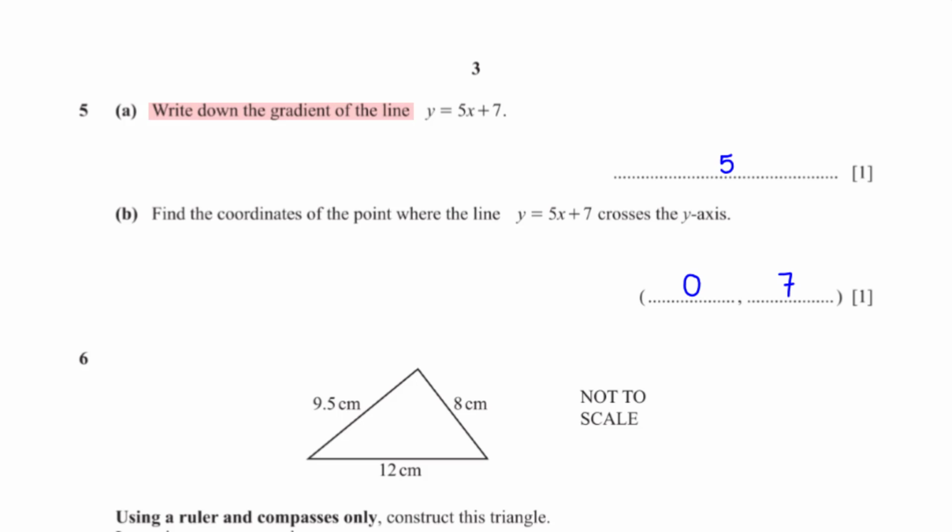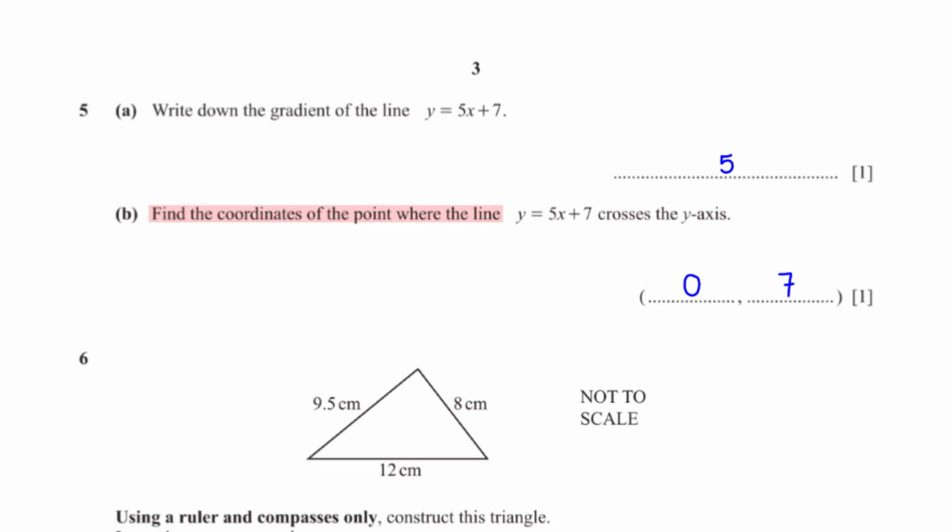Write down the gradient of the line y equals 5x plus 7. The given line has been expressed in the form y equals mx plus c. This means the coefficient of the x term is the gradient of the line, and so the gradient is 5.